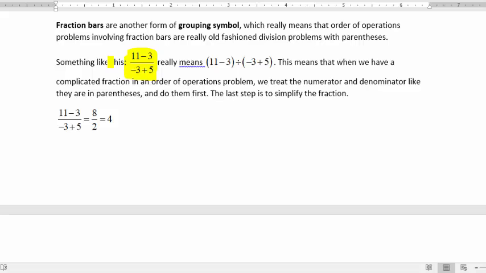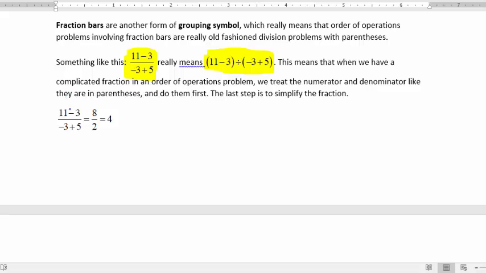big grouping symbol. So what it's really doing is keeping this 11 minus 3 separate from this negative 3 plus 5 until the very last step. So it really is the same as writing 11 minus 3 in parentheses divided by negative 3 plus 5 in parentheses. So that means when you have some kind of complicated fraction in an order of operations problem, you just basically treat the numerator and denominator like they're in parentheses and do them first. And then at the very end, you simplify the fraction, right?